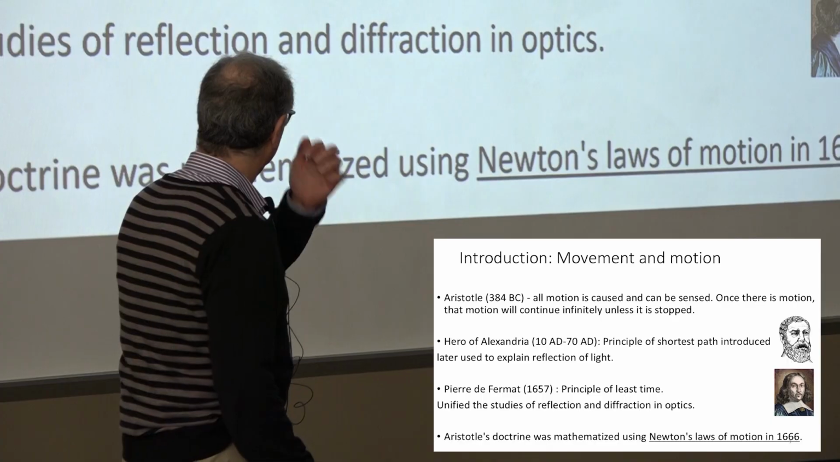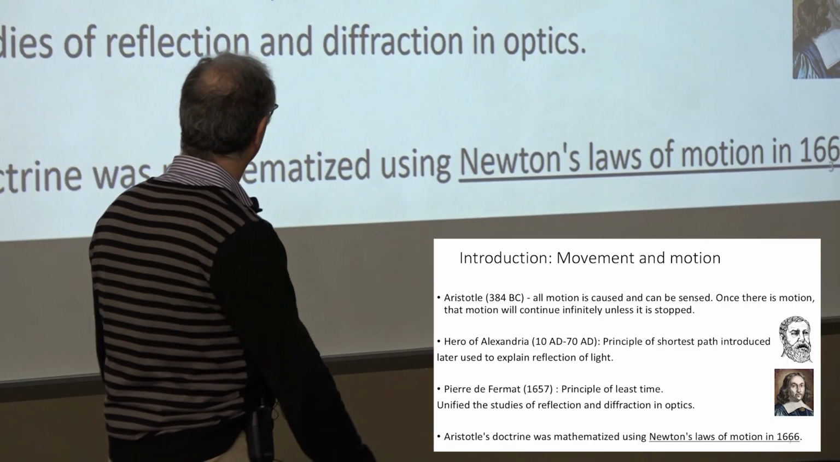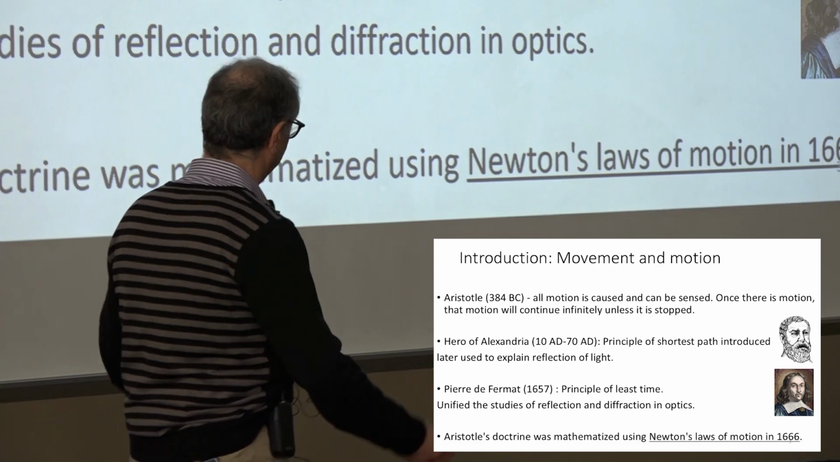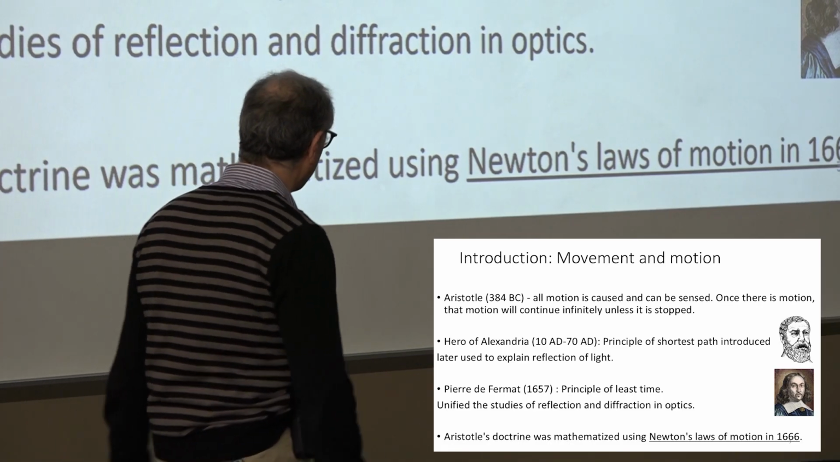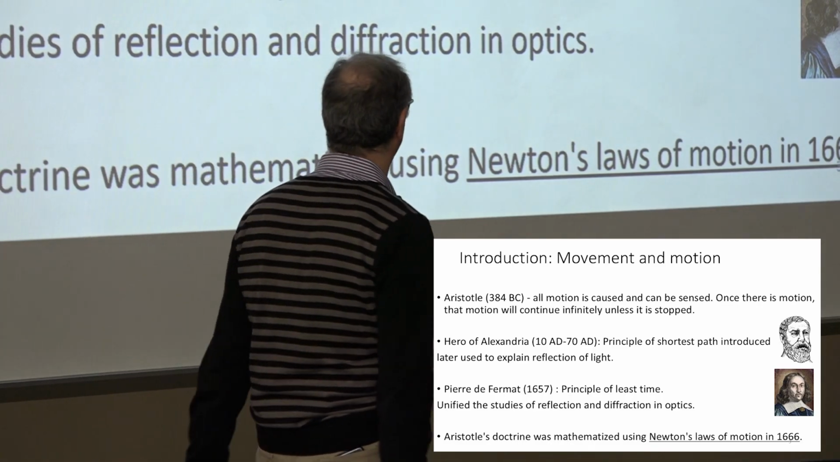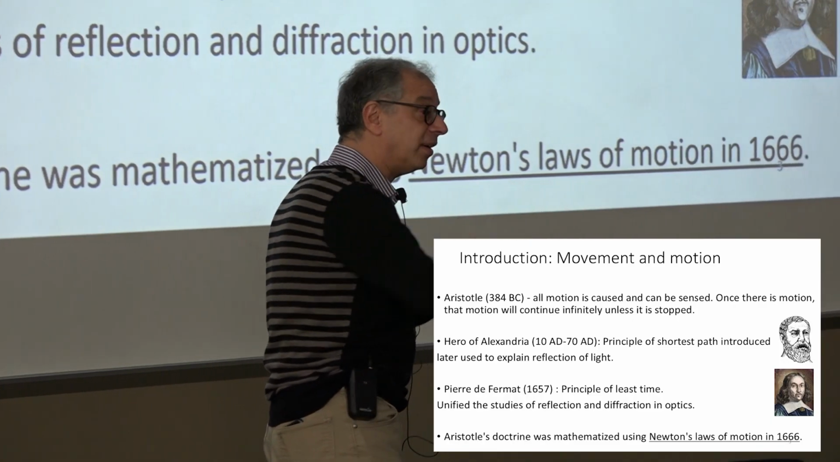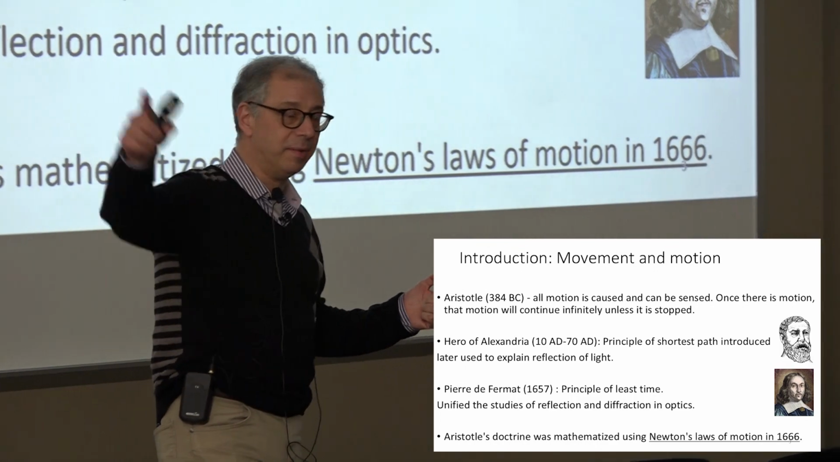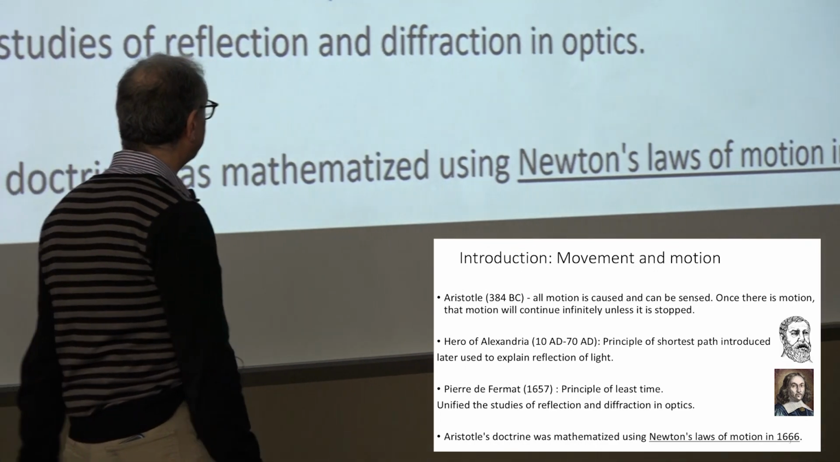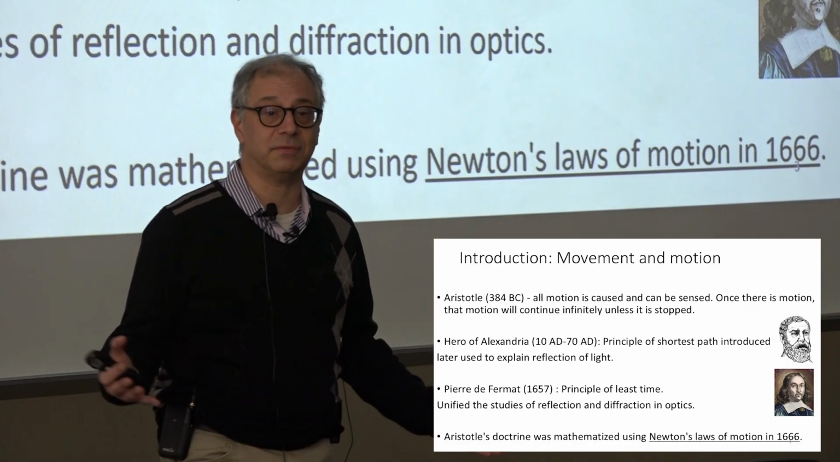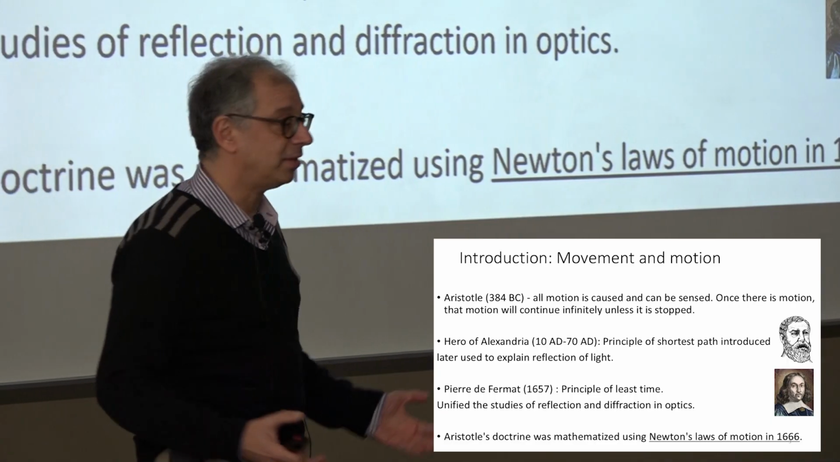But the idea that there is some optimal principle behind motion started actually with Hero of Alexandria in the 10 to 70 AD, where he was the first to propose the shortest path to explain how light moves, especially reflection. When you have light reflecting on a mirror, it follows the shortest path. He didn't offer any mathematical justification for it or a cause. There was no causation attributed to the statement.